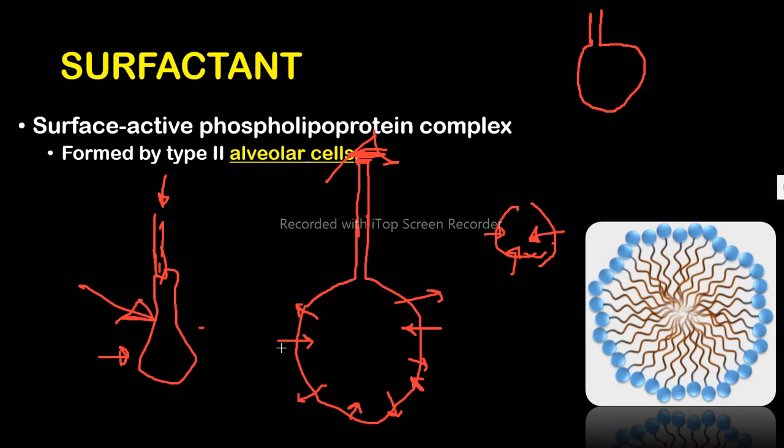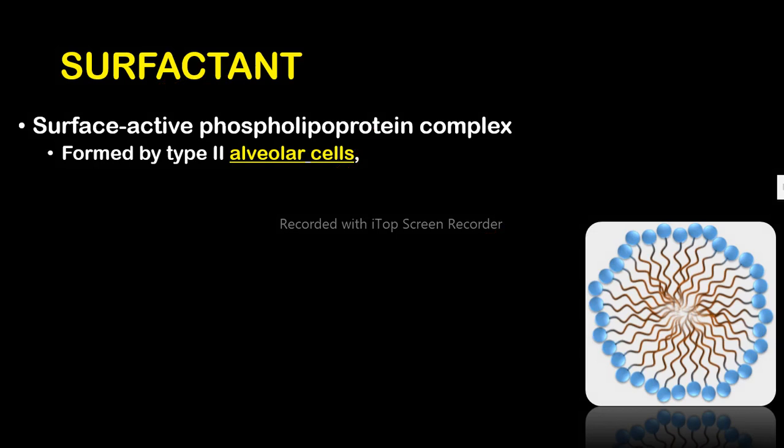So to avoid that, the type 2 cells in the alveoli secrete a fluid called a surfactant that prevents your alveoli from collapsing. Not so? And how do they do it? Like we said, they have two heads. The surfactant is a phospholipid. You can have a look at this. It has a hydrophilic protein head, or phosphate head, and a hydrophobic lipid tail.